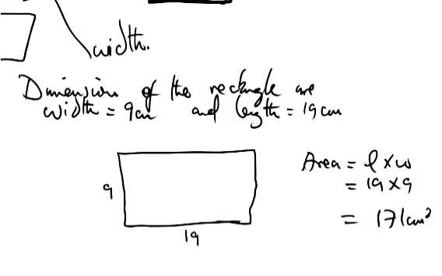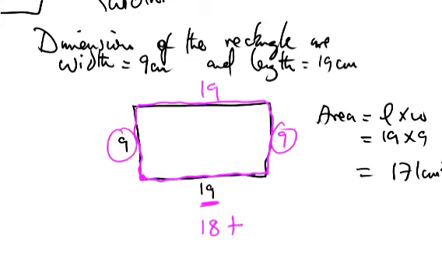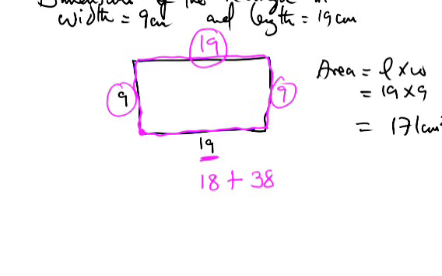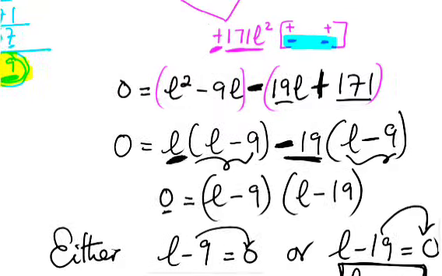Then the perimeter, the length of the wire. Let's say we pick up a figure, maybe that's our perimeter. This side is 19, this is 9. So 9 and 9 is 18, plus 19 and 19 is 38. So 38 plus 18 is 56. So we have 56 centimeters as the perimeter of our rectangle. That's how we solve these kinds of problems.